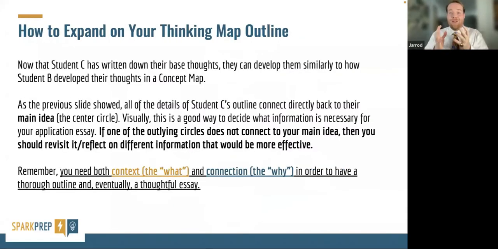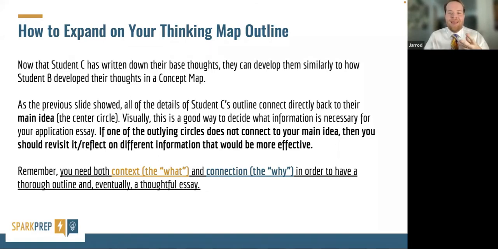So now you saw that thinking map was very bare bones. There wasn't a lot to it, and it definitely wasn't enough to create a full essay outline. Now that Student C has written down their base thoughts, they can develop those ideas similarly to Student B's ideas on a concept map. Basically, taking that fundamental step to find the foundation of that house, and then they can start giving it walls, doors, windows, if you'll be so kind as to humor my metaphor.